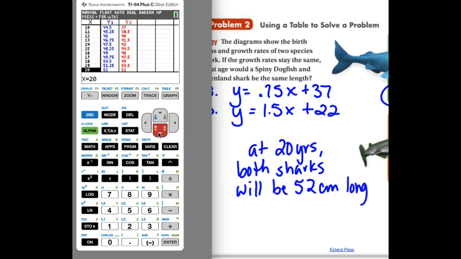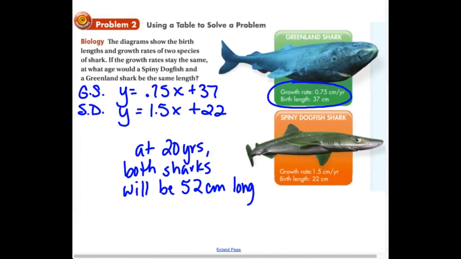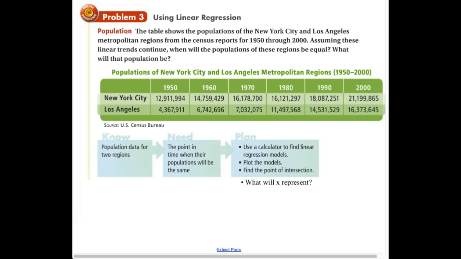All right, let's look at our next example. Question 3 says we're going to use a linear regression. It says the table shows the populations of New York City and Los Angeles metropolitan regions from the census reports from 1950 through 2000. Assuming these linear trends continue, when would the populations of these regions be equal?